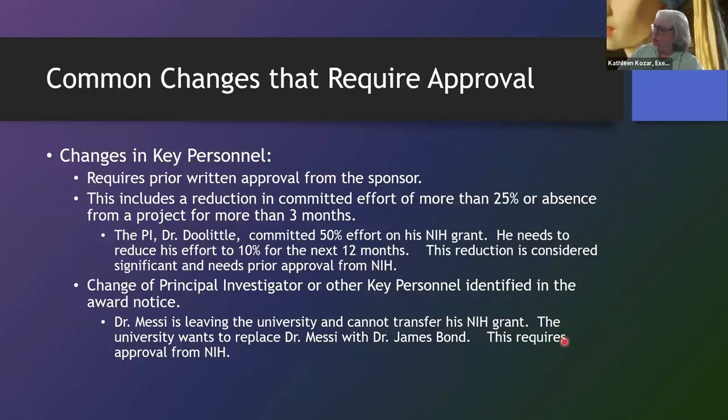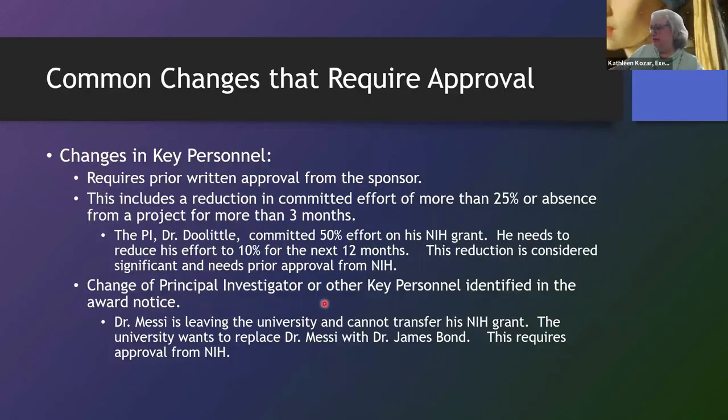And before he reduces his effort on the project to 10%, he needs to get prior approval from NIH. And of course, that would be an approval that would be justified, put in a letter, endorsed by your authorized official at IX, and then sent to the agency.